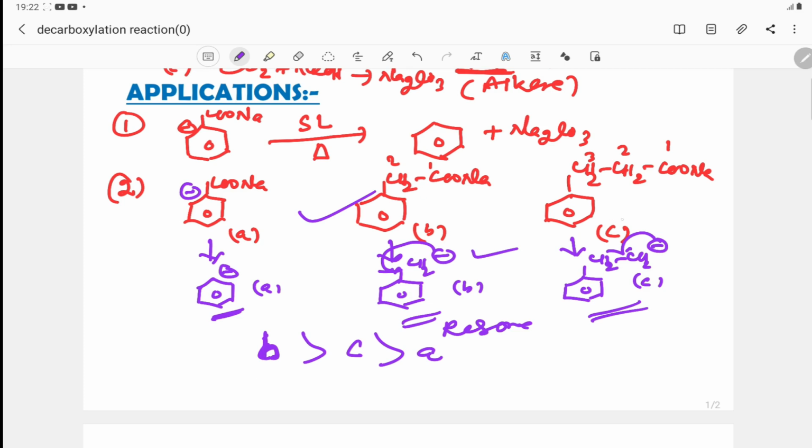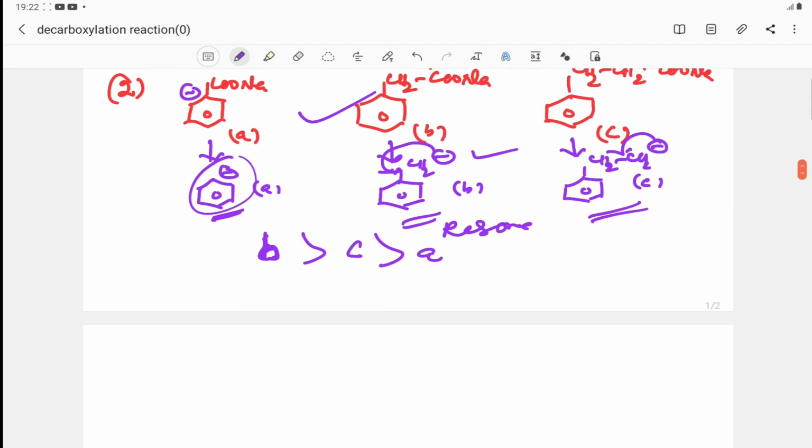Then C, then A. In case of A, the phenyl carbanion is produced, which is very unstable. So the order of reactivity is first B, then C, then A. It depends upon the stability of the carbanion produced. You have to keep in mind which carbanion is more stable. If the carbanion is more stable, then the parent acid salt will be more reactive towards soda lime decarboxylation. So remember this concept.